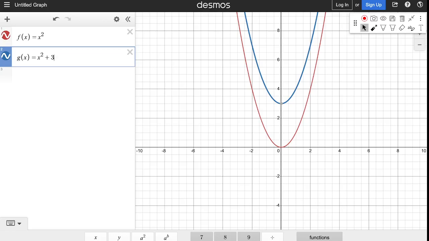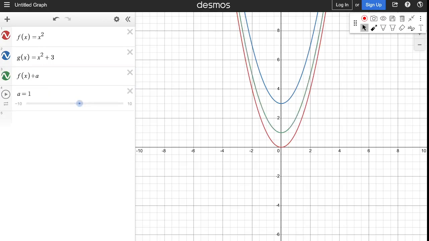So what I'm going to do is let's go with one more function. We're going to just define this as, we're going to take our original function, f of x. I did it backwards again. There we go. And we're going to add to it some value. Let's just call it a. And we're going to put a slider in for a.